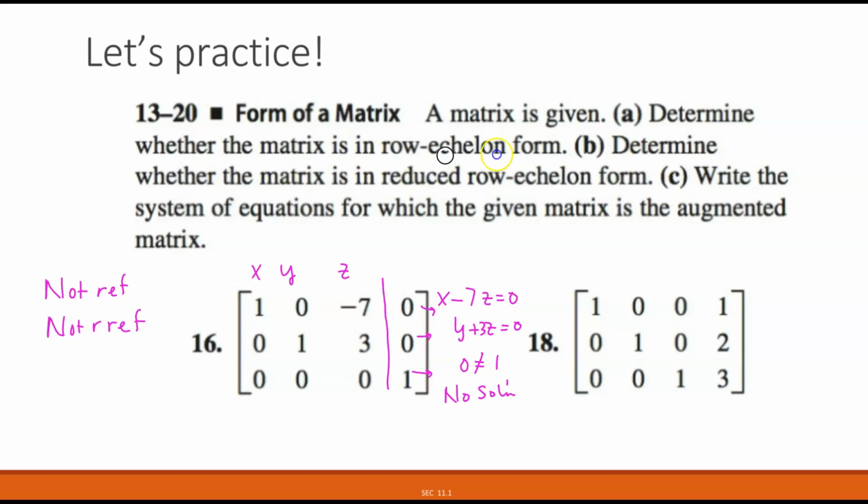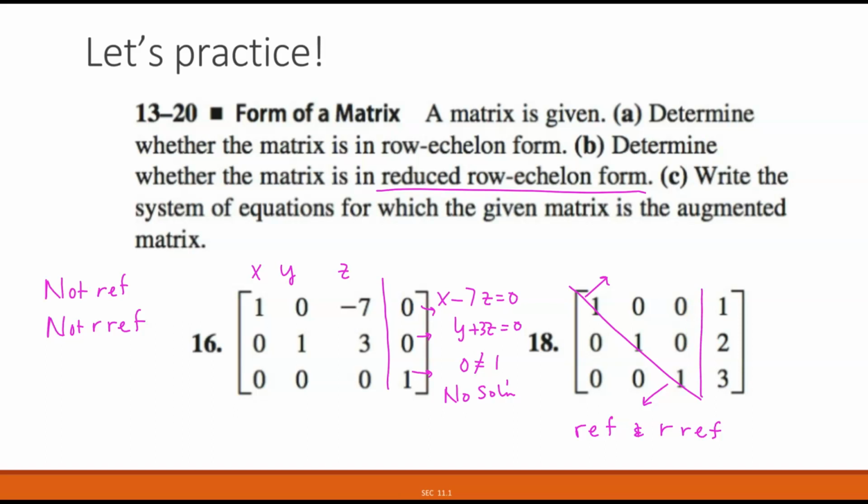Okay, so determine whether the matrix is row echelon form. So row echelon form, you're just interested in the zeros below. So yes, row echelon form. If it's reduced row echelon form, then it has the zeros above and below the diagonal. And that's the case here. So not only is it row echelon form, it's also reduced row echelon form. That was that Gauss-Jordan elimination.